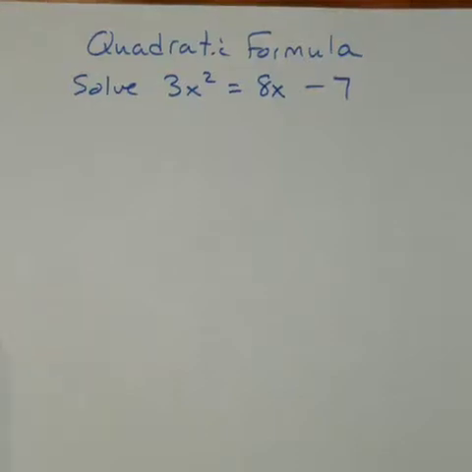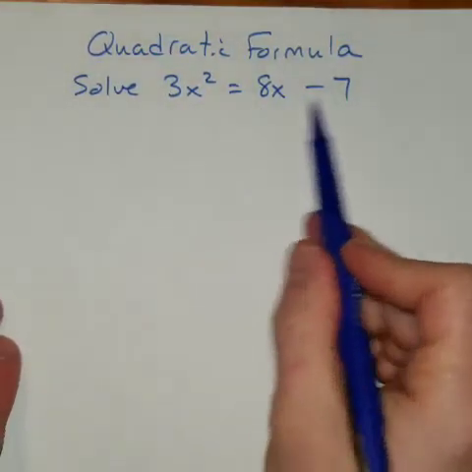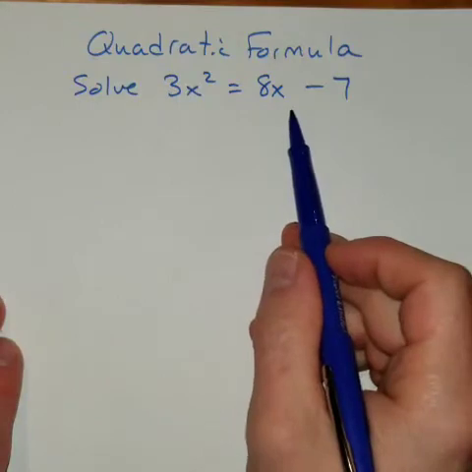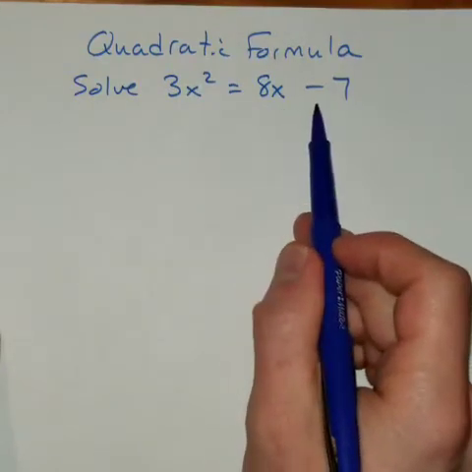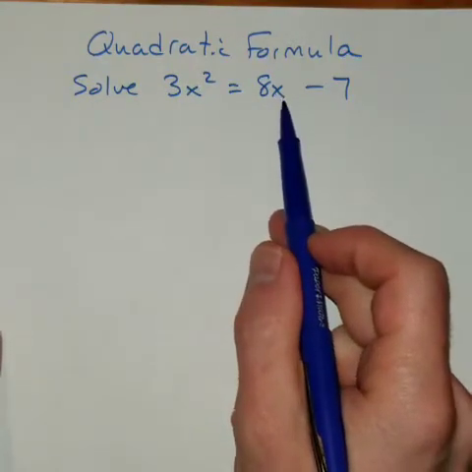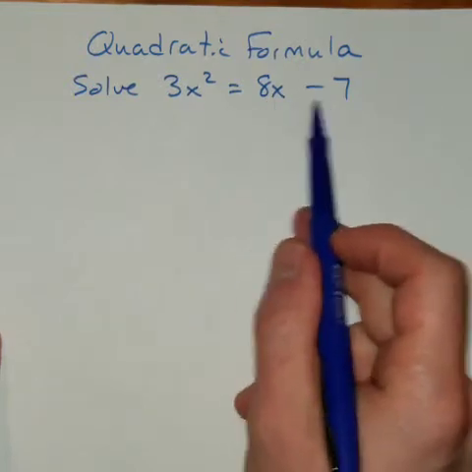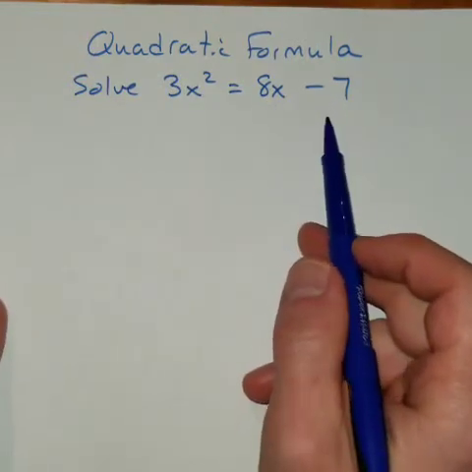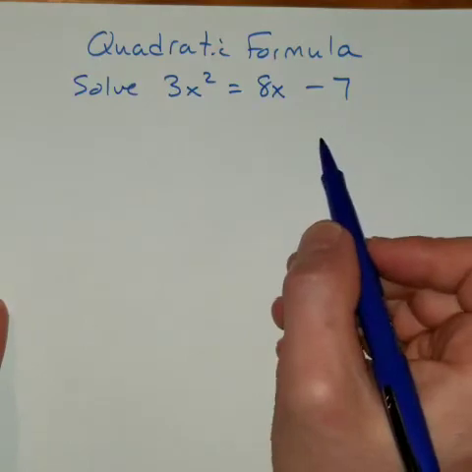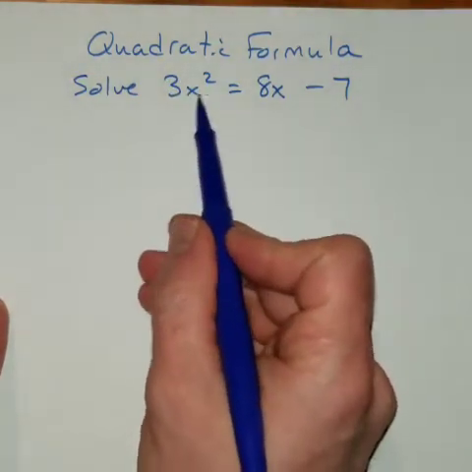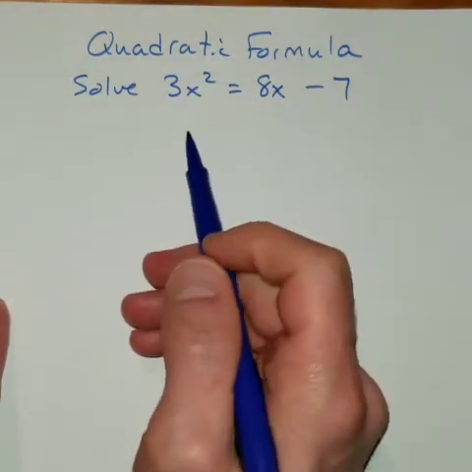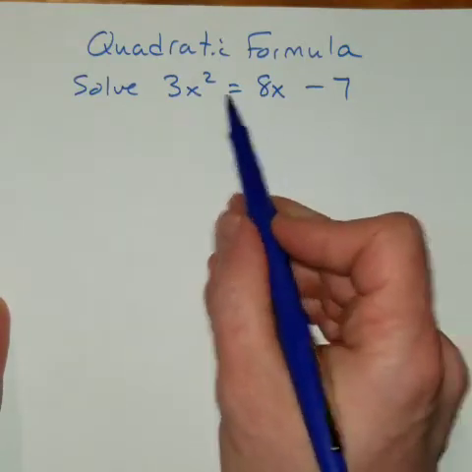Alright, in this next example again, I do not have the standard form of a quadratic. I need to have a 0 on one side, so I'm going to move everything around so that I have a 0. I'm going to get rid of the stuff on the right side. It doesn't really matter which side I put it on, but I like to have a positive x squared. It's just kind of my personal preference. So I'm going to move everything to the left.